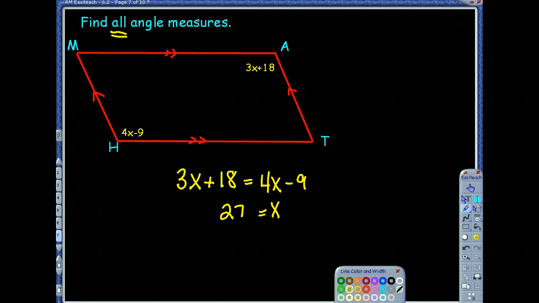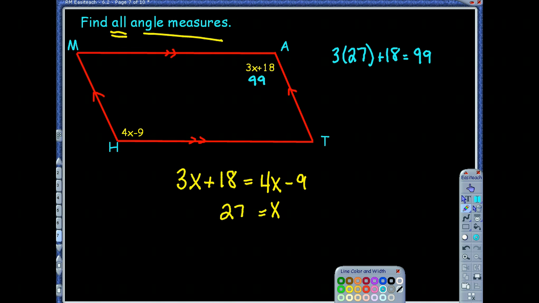No, because you stressed we had to find all angle measures. Yes. So I'm going to take that value of x and substitute it back in. Let's say we find angle A first. So we'll do 3 times the 27, and then I'm going to add 18, and that gets you a 99-degree angle. So that's angle A's measure.